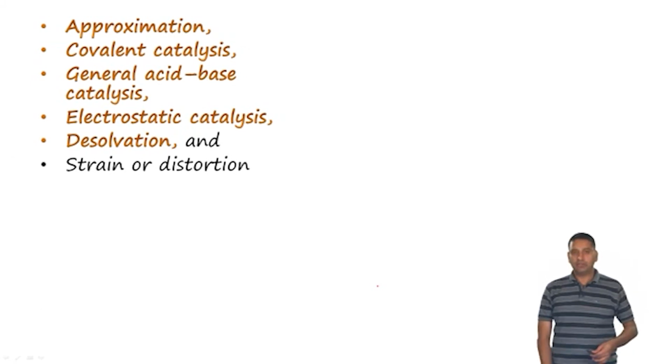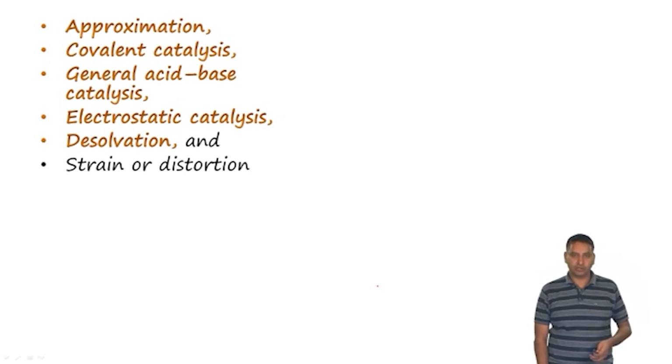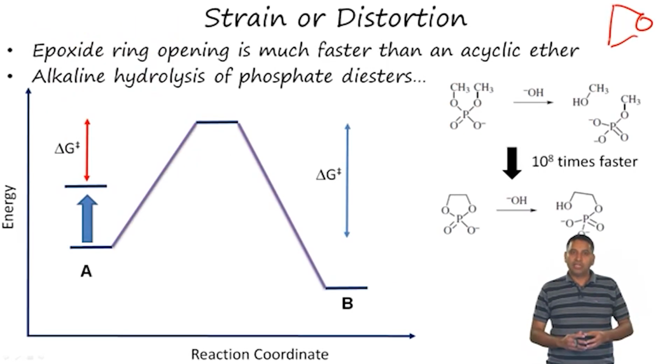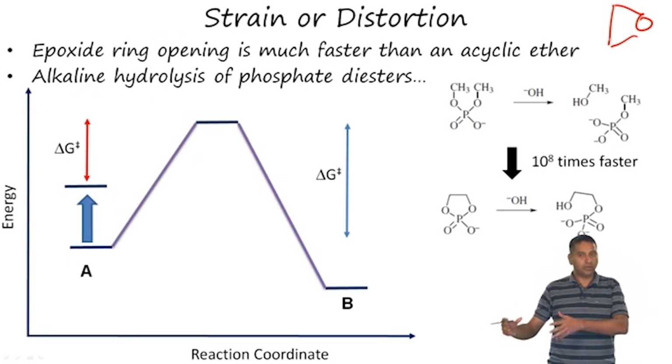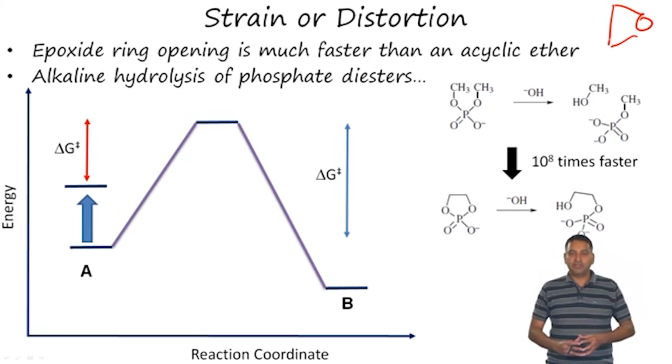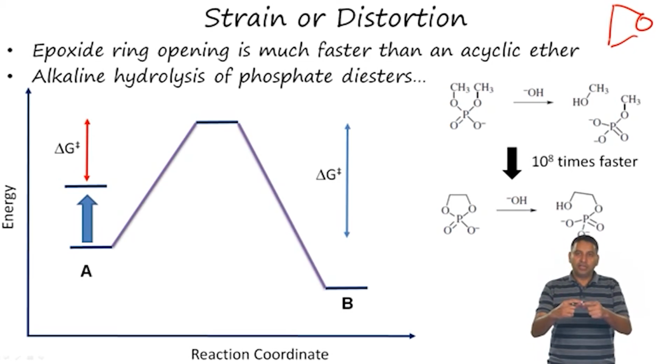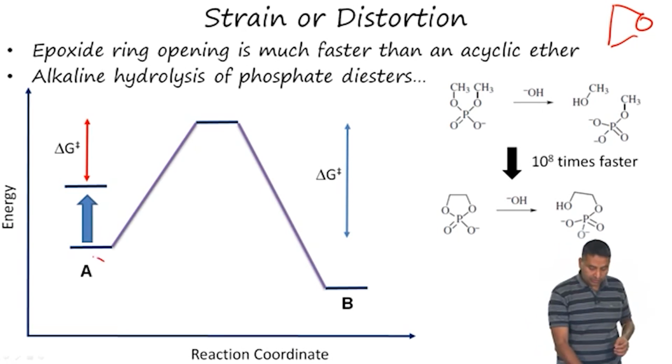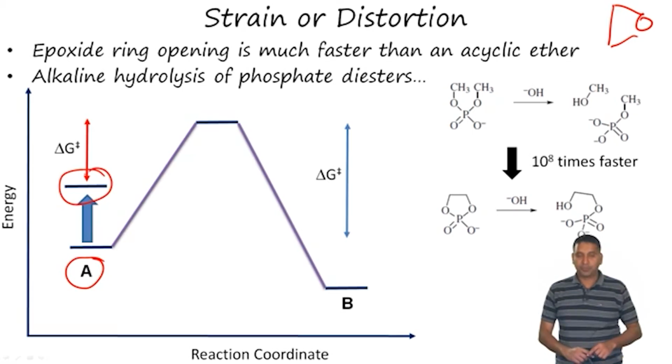Okay. Now, let us move on to the last way in which enzyme catalysis can be understood, which is strain or distortion. We all know that epoxide ring opening is much faster when compared to its acyclic ether counterpart. The way we understand this is that the oxygen is present in a ring which is highly unstable. Once the ring is opened, it results in increased stability. So, this opening of the ring contributes to some instability in the reaction, and one could understand this in terms of ground state destabilization.